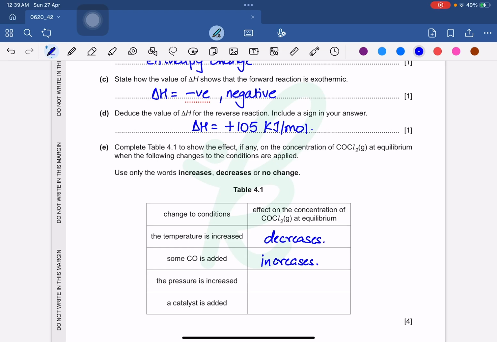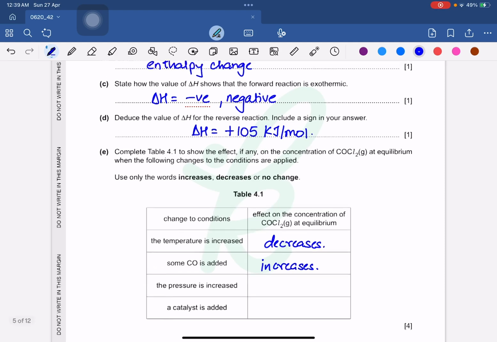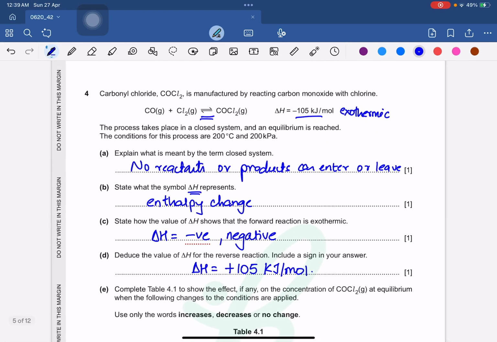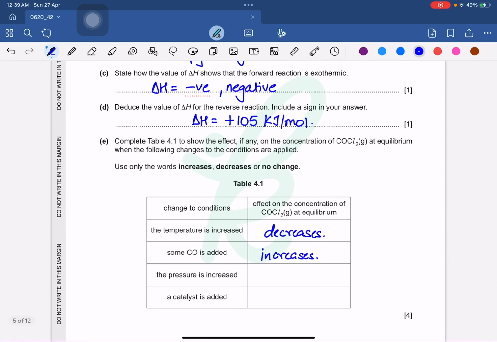Third, the pressure is increased. When pressure is increased, the reaction favors the side with lesser particles. So let us see the number of particles on each side. So the total number of particles on this side are 2 and this side are 1. So as the reaction will favor the side with lesser particles, it will move towards the side of COCl2. So the equilibrium concentration of COCl2 in this case also increases.